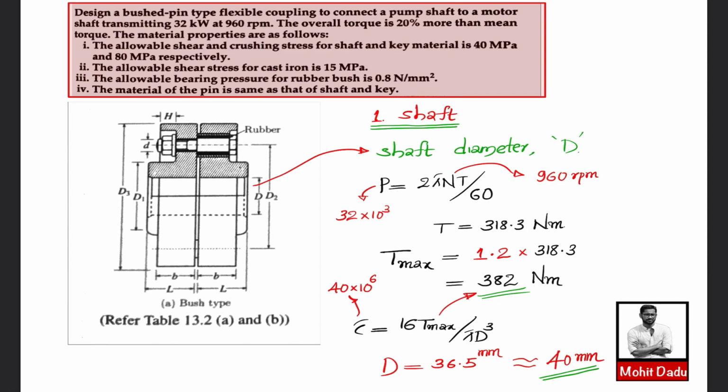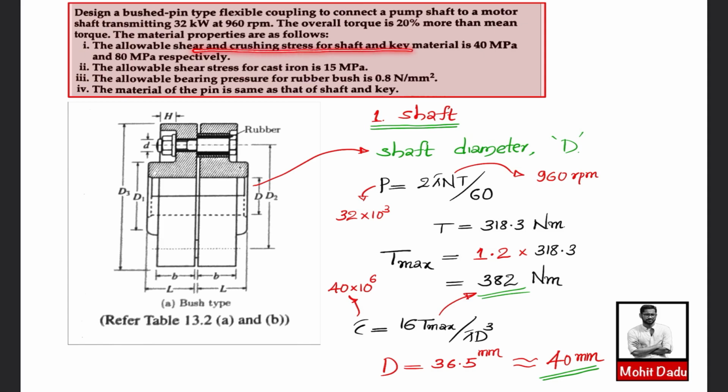Here we have a problem to design a bushed pin type flexible coupling to connect a pump shaft to a motor, with the transmitted power and RPM given. With the help of this you can evaluate the torque. Another additional piece of information is given: the overall torque is 20% more. So the torque with which we have to design will be obtained by considering this 20% more, and that calculation is coming.